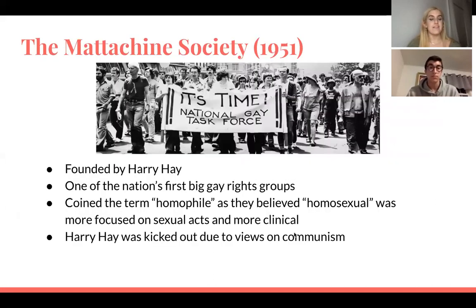The Mattachine Society began in 1951. It was founded by Harry Hay, and it's one of the nation's first big gay rights groups. It actually did not use the term homosexual because they thought that focused more on sexual acts and it was more clinical. Instead, they used the term homophile. Unfortunately, Harry Hay was kicked out of this organization, however, due to his views on communism.